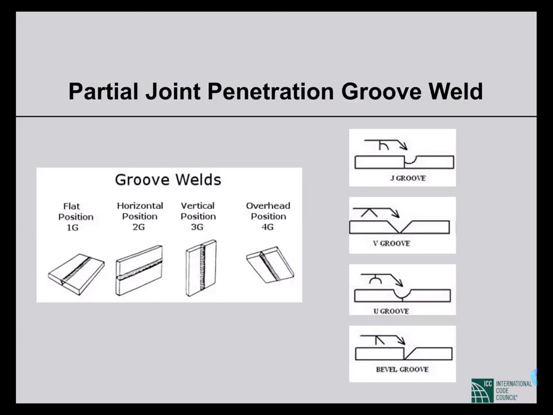And these are different positions of groove welds. And partial joint penetration can be of different types. From the shape of the groove, we term them J groove, V groove, U groove, or bevel groove. Among them, V groove and bevel groove are straight cuts, but the angle of these cuts may be different. V groove may be 45-degree V groove or 60-degree V groove. Similarly, bevel groove can be 45-degree bevel groove or 60-degree bevel groove.